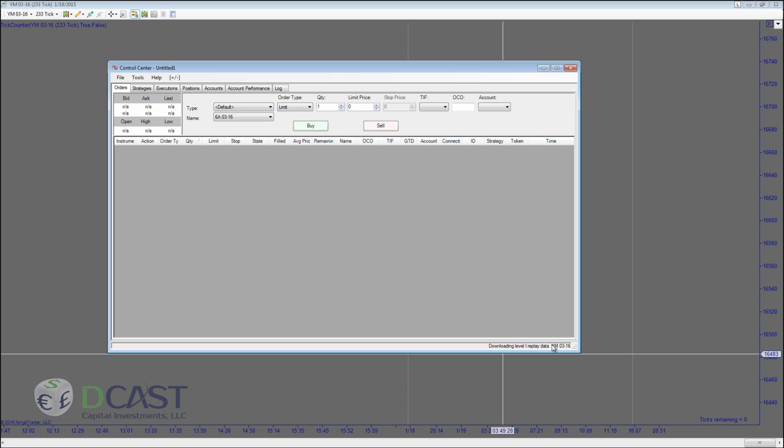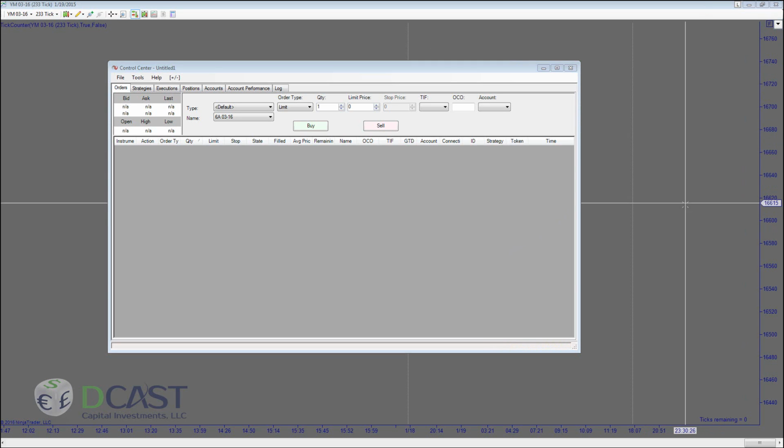When it's done downloading, it will go away. I'm going to pause the video until it's done downloading all of the data. Okay, it took like 2 or 3 more minutes. I just didn't want any of the dead space there.